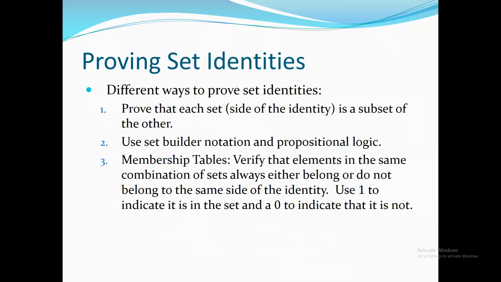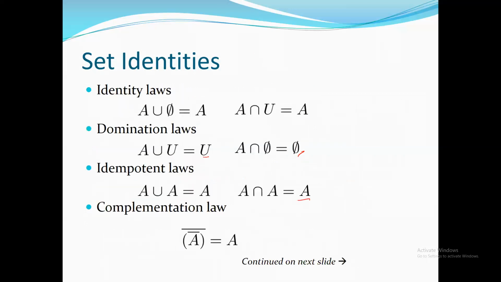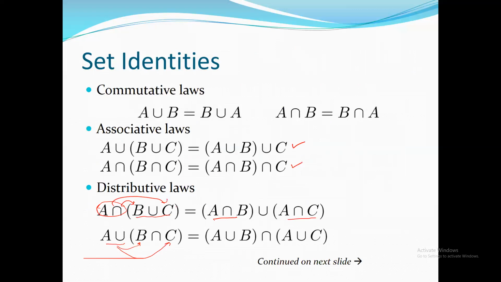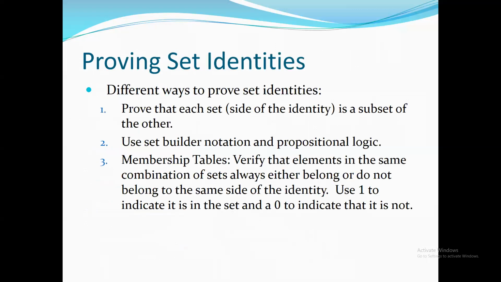How can we prove these set identities? Number one way that I have mentioned here, take some sample sets, and then apply those operations and prove it. This is one way. But here we will discuss three different methods to prove the identity. Number one is to prove that each set is a subset of the other. So this is one method. You can take one set and prove it by taking the subset of another.